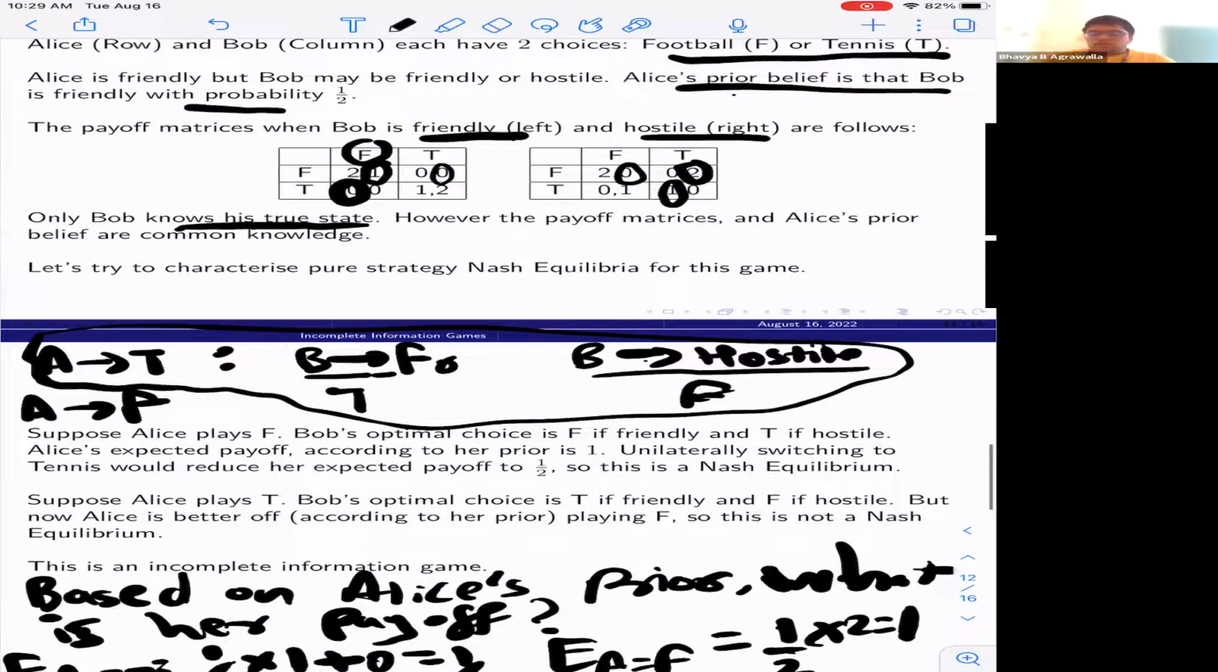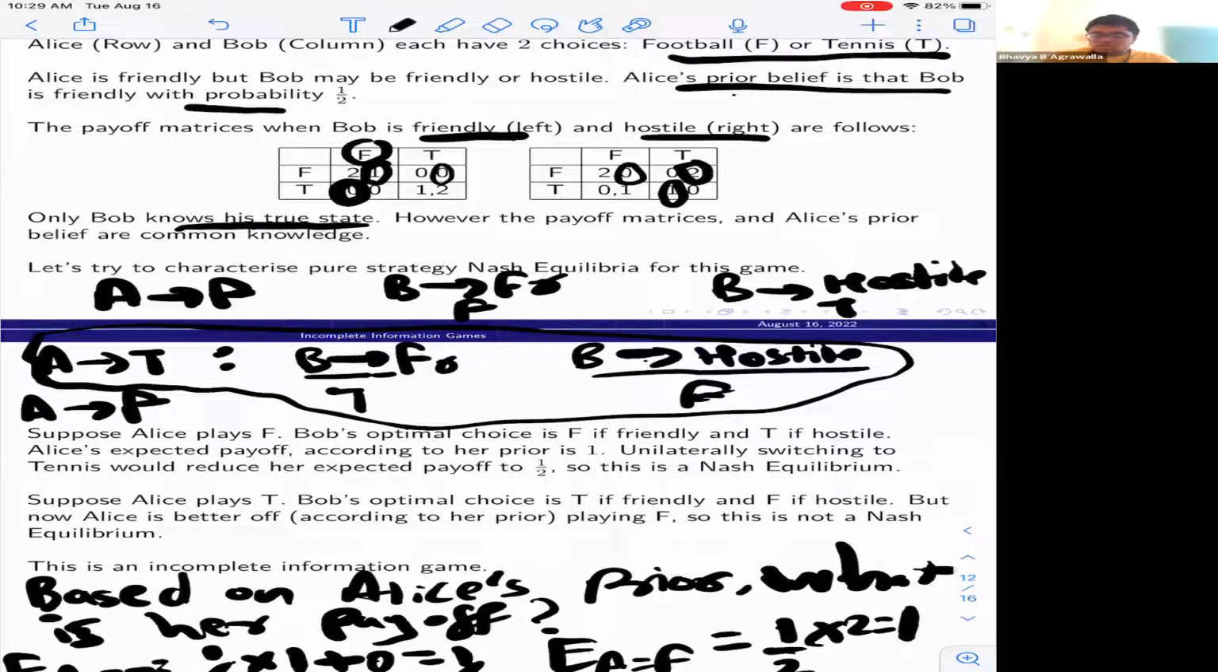So there's only one Nash equilibrium for this world, which is that Alice plays football, and Bob plays football if friendly, and Bob plays tennis if hostile. So there's an interesting observation over here. Suppose that we didn't have this randomness on Bob, that suppose Bob was friendly to begin with, and Alice knew that Bob is friendly, and Alice didn't have this confusion of whether Bob is friendly or hostile. In that case, just look at the right payoff matrix. In this case, there are two Nash equilibria.